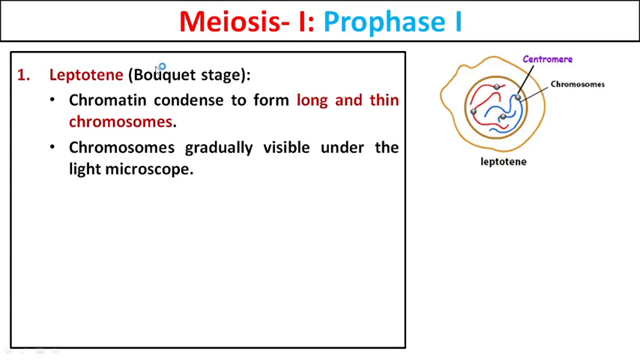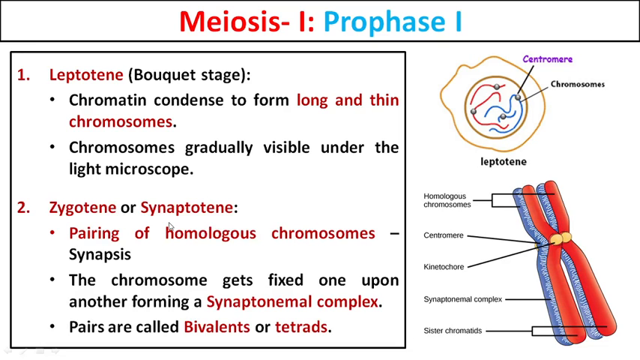Let us see the le first, or leptotene. Leptotene in some books is also mentioned as the bouquet stage. Here the chromosomes start to show. The chromatin condenses, as in the prophase of mitosis, where we also saw that the chromosomes start to condense. So here they are very thin and long. They have not condensed fully. They are still very long and in the process of condensation. The chromosomes gradually become visible under the light microscope. This is leptotene.